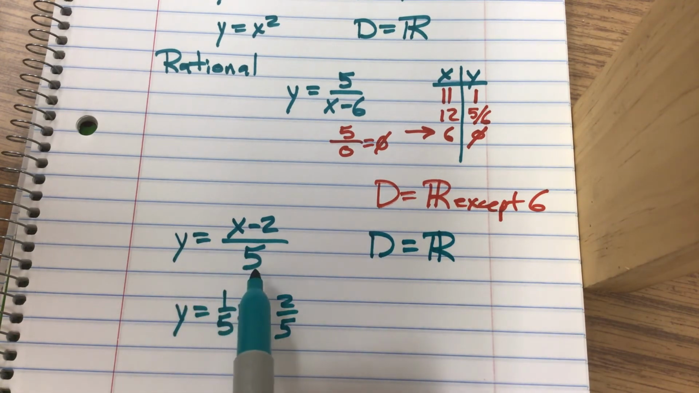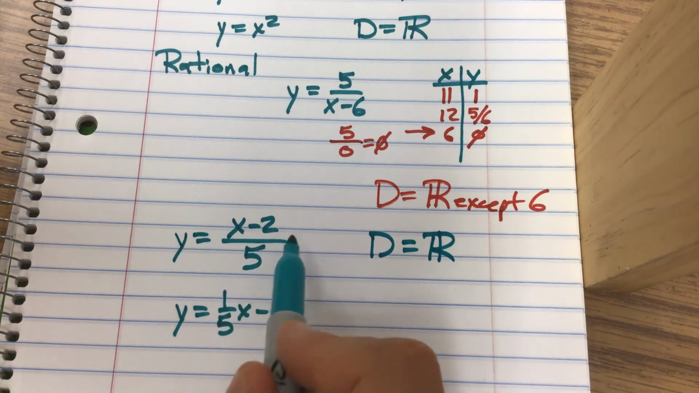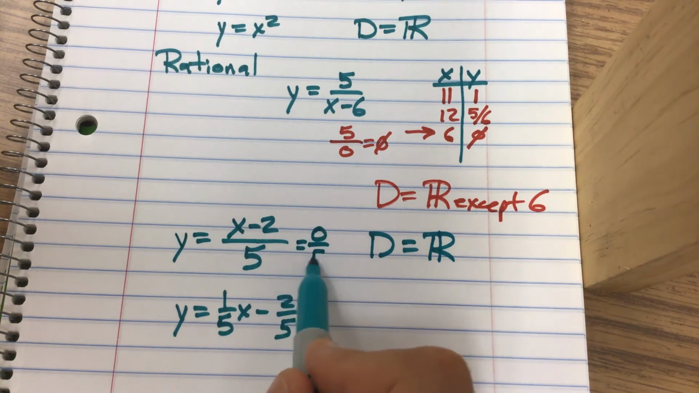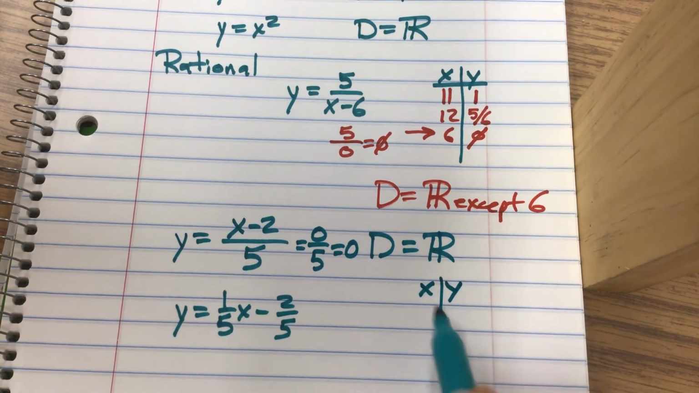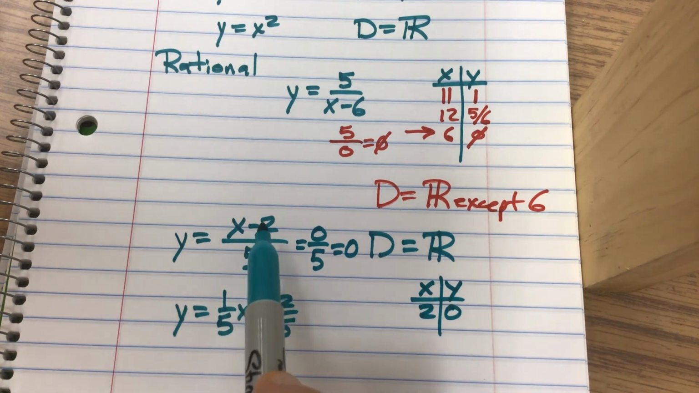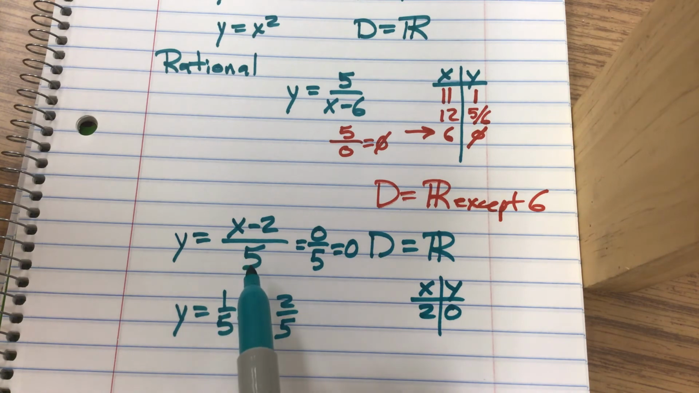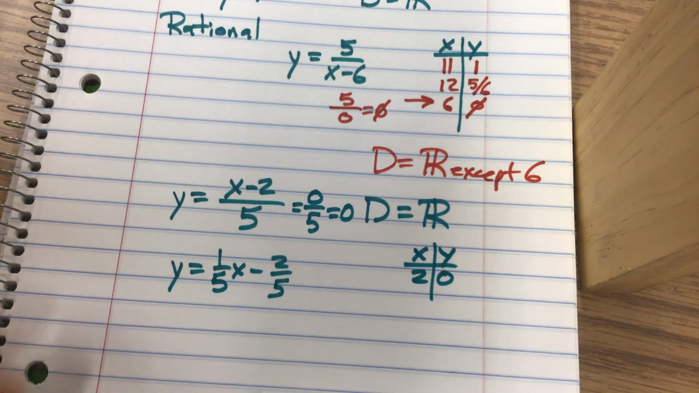Some people might make the mistake of saying, oh, you can't plug 2 in because 2 minus 2 is 0. But that's okay, because you'll get 0 over 5, which equals 0. So when you plug in 2, you get 0 for an answer. You can have 0 in the numerator, you just can't have it in the denominator, because you can't divide by 0.